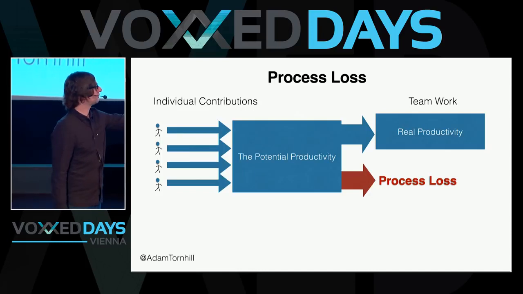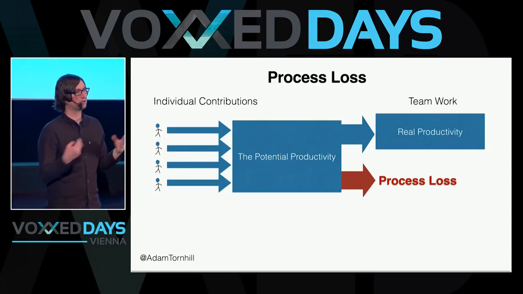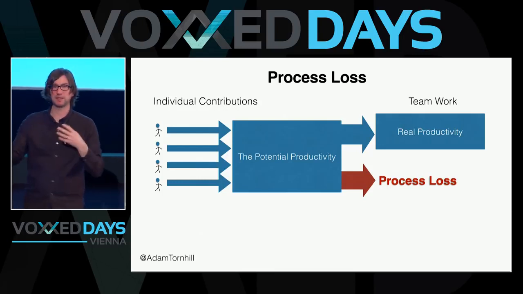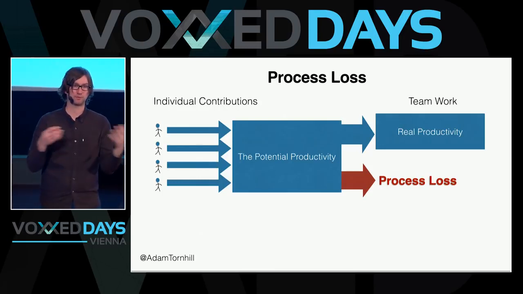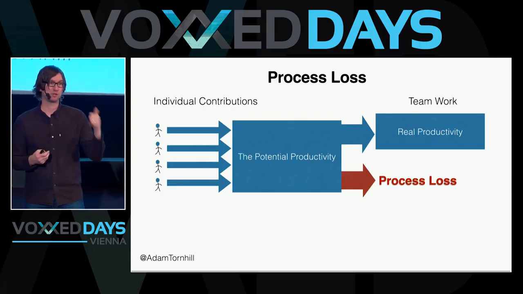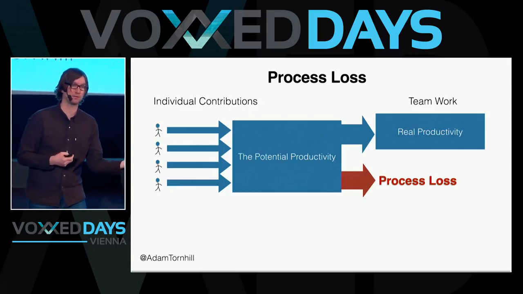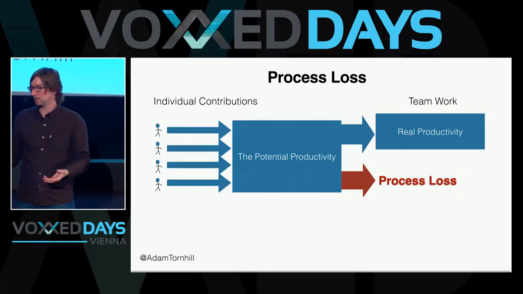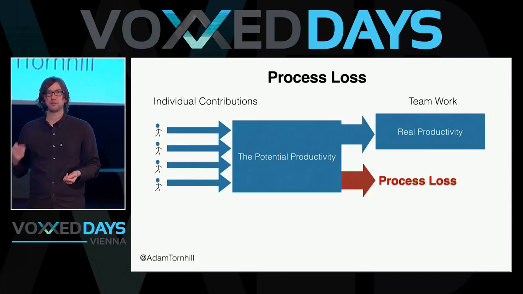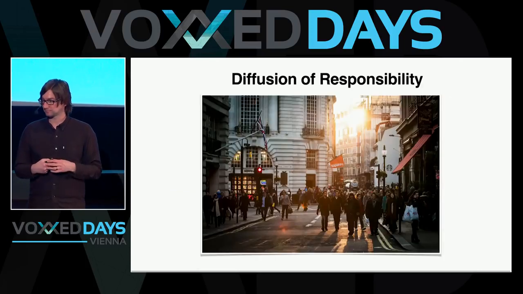Now, what kind of process loss is it? Well, it depends on the task, but if you take something like software where we have complex interdependencies between different parts of the work, you would see that most process loss is typically communication, coordination, and motivational. And another common reason for process loss is a concept called diffusion of responsibility.